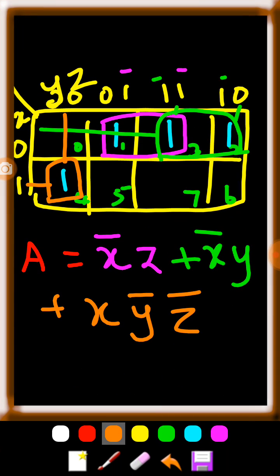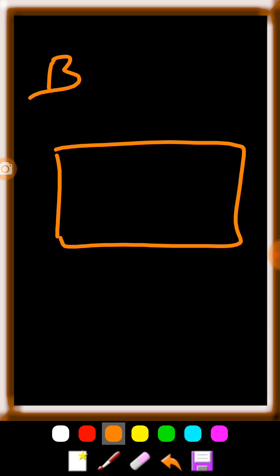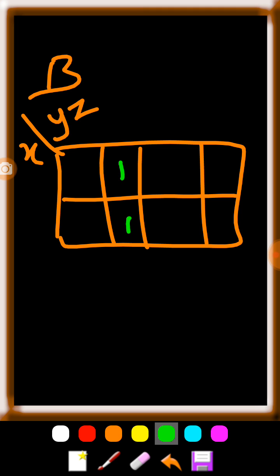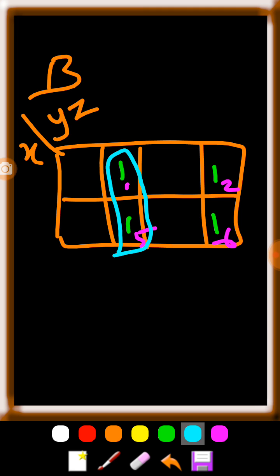Similarly, we can find the expression for B and C. So for B, we can draw a similar mapping with similar variables, and if you fill the minterms, you will be getting the minterms in the locations 1, 2 and 5 and 6. So these are the locations, and if you want to group them, these two can be grouped once and these two ones can be grouped.